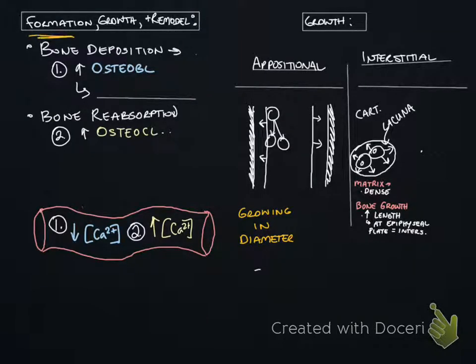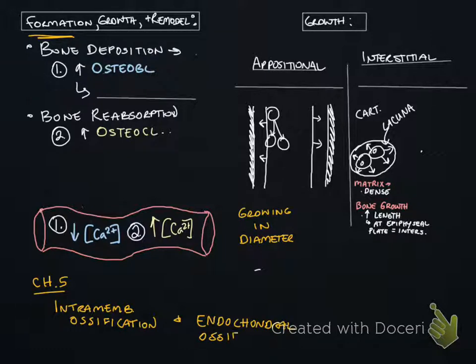So we talked about bone formation in Chapter 5. So I would review Chapter 5. That was the tissues chapter. The section that goes over intramembranous ossification. And then also endochondral ossification. Okay, so that goes over bone formation. So bone growth, bone formation, we deal with bone deposition and bone reabsorption.